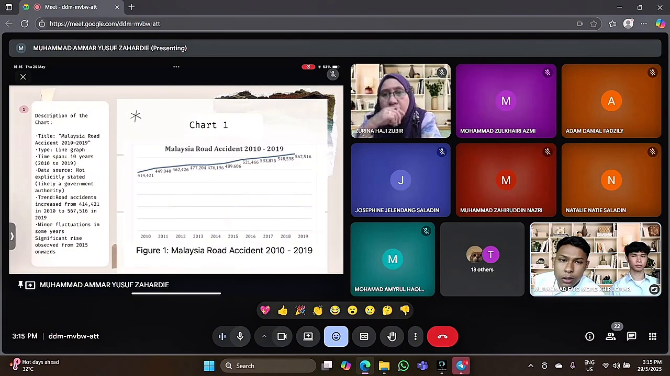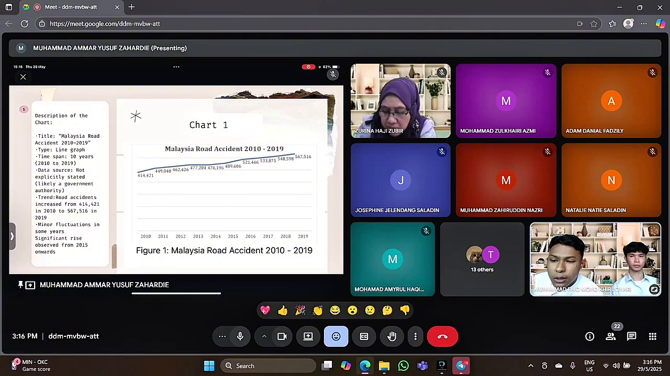Next, I'm going to talk about chart 1, titled Malaysia Road Accidents 2010 to 2019. The chart is a line graph illustrating the number of road accidents in Malaysia over a period of 10 years, from 2010 to 2019. Although the data source is not explicitly mentioned, it is likely derived from a government authority.